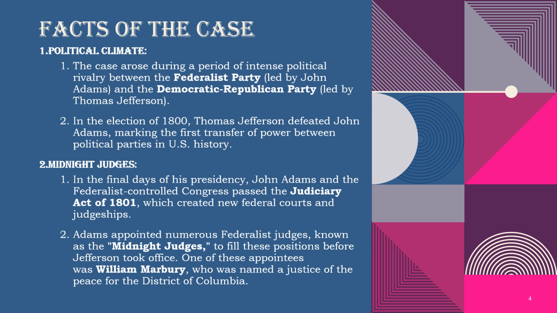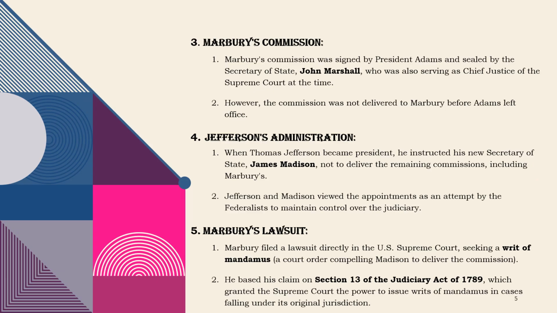In the final days of his presidency, John Adams and the Congress passed the Judiciary Act of 1801, which created new federal courts and judgeships. Adams went on to appoint several midnight judges. Among them was William Marbury, who was appointed as a Justice of Peace for the District of Columbia. Marbury's commission was signed by President Adams and sealed by the Secretary of State, John Marshall. However, the commission was not delivered to Marbury.